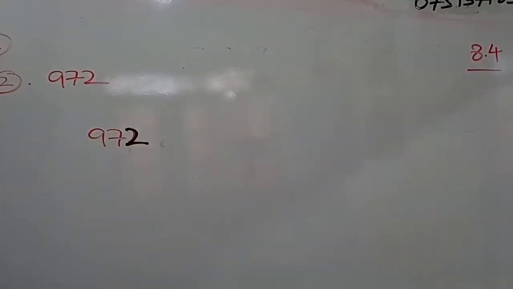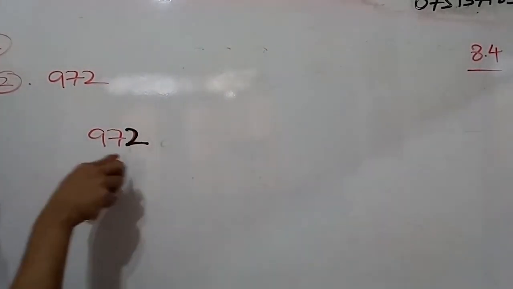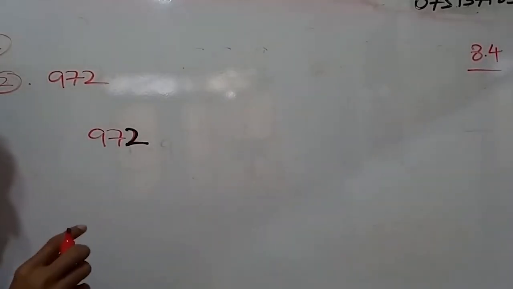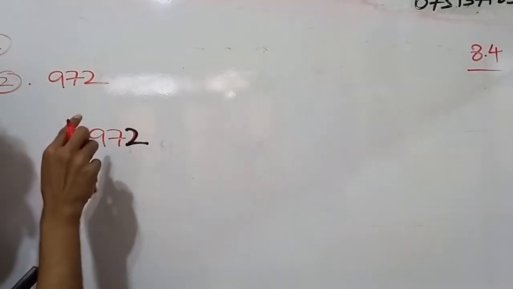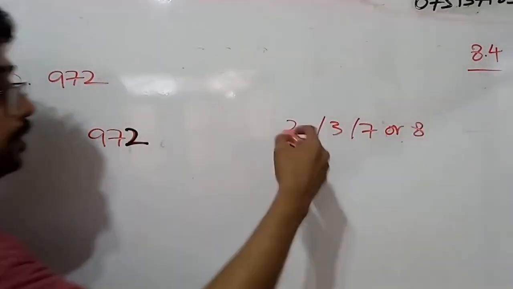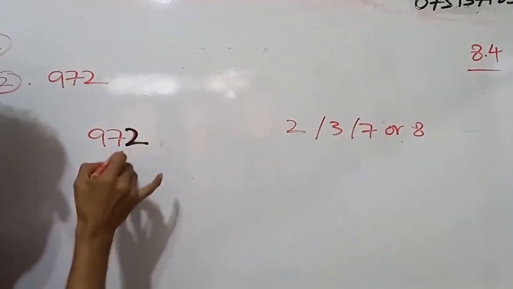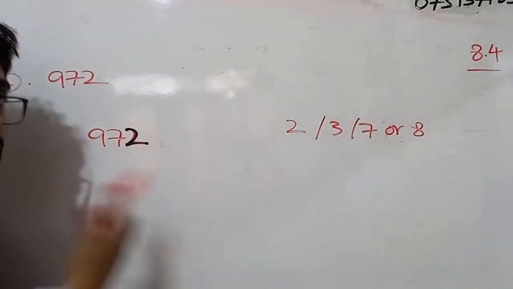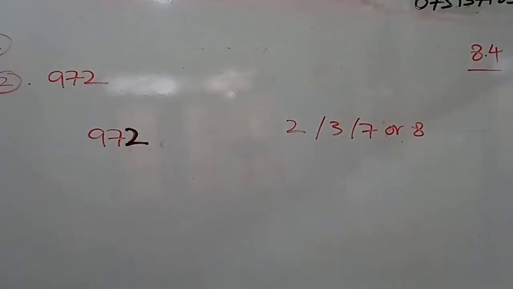Just as before, if we take a look at the number, the digit on the ones place is 2. So definitely this is not a perfect square. Why? We know if a number has any of these digits, 2, 3, 7 or 8, as the digit of the ones place of that number, then definitely it is not a perfect square. So 972 is not a perfect square.